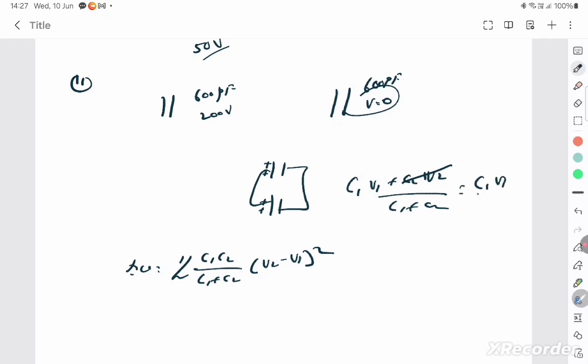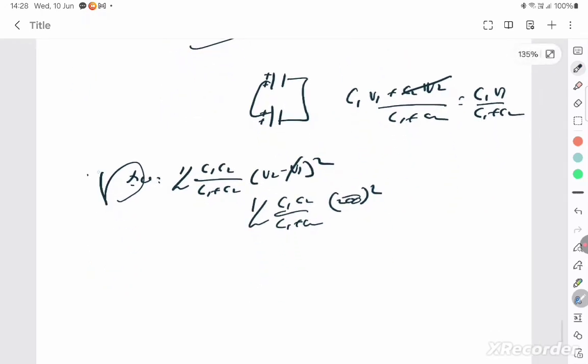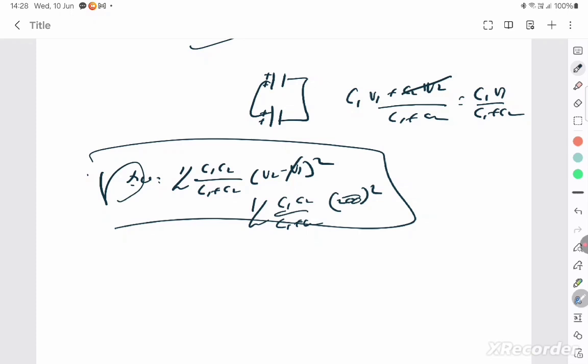So this formula becomes C1 V1 by (C1 plus C2) once it's connected, and in this also one of the potentials gets cancelled, whether it's V1 or V2. So it's half into C1 C2 by (C1 plus C2) into the existing 200 the whole square. Just do this. This gives you delta U, the loss of energy. It's a direct change in energies formula, which is what we are applying.